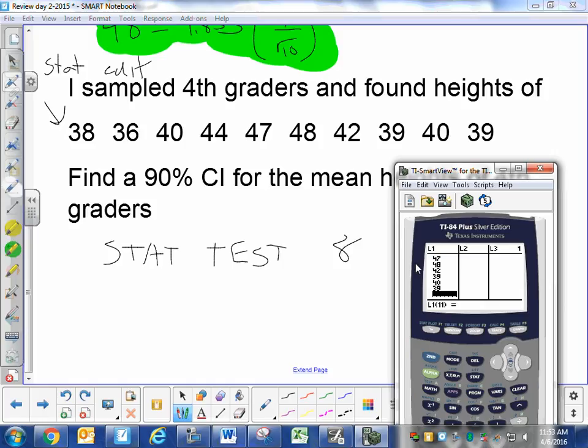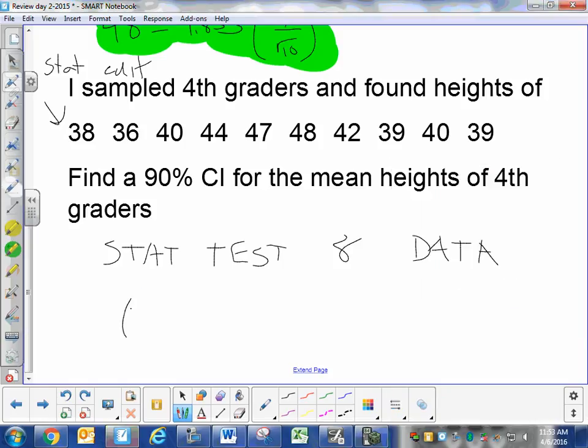Frequency of 1 means each number you're using once, which is correct. STAT, TESTS, 8, Data, list L1, frequency is 1, it just means each number shows up once, confidence level is 90, calculate. And we get 39.029, 43.571.